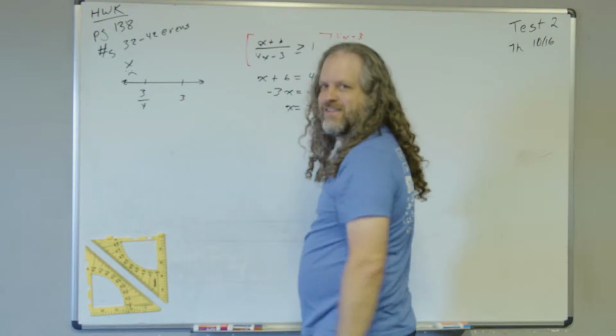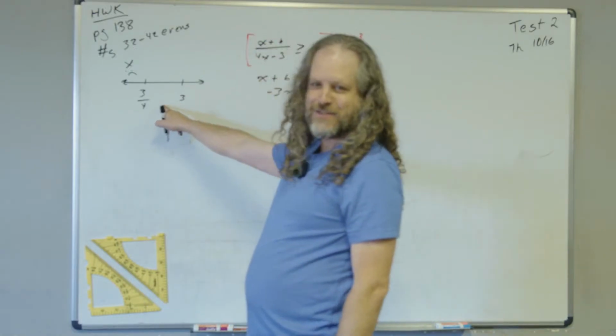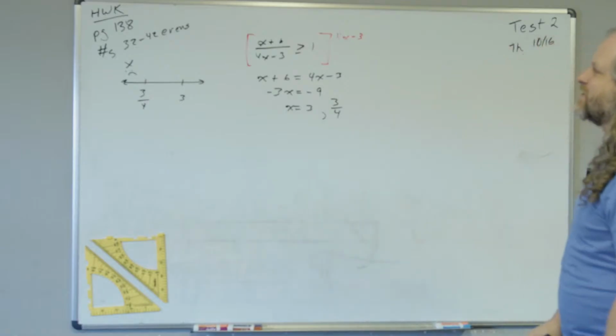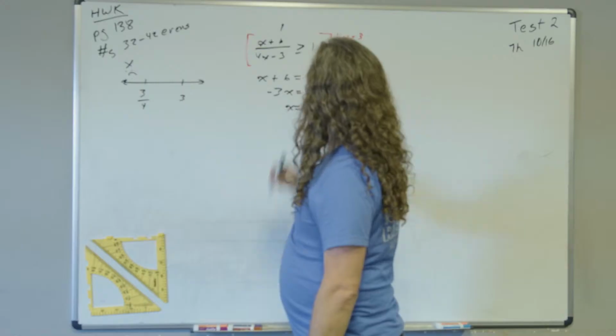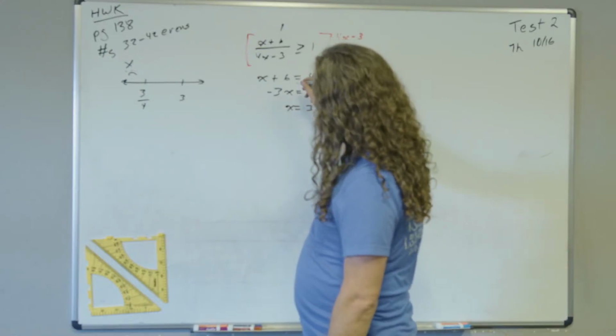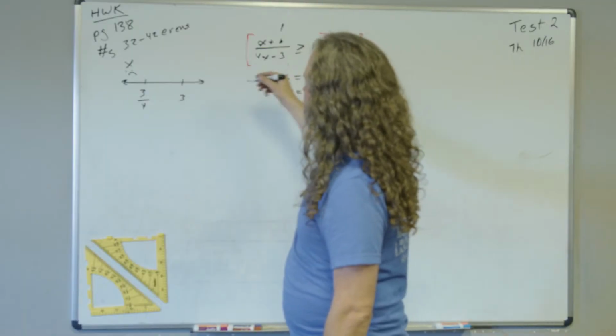Sounds good. I said, what can we put in here? And then I guess you were doing something. 1 sounds great. 1 plus 6 is 7, over 4 minus 3, which is 1. So 7. Is 7 greater than 1?